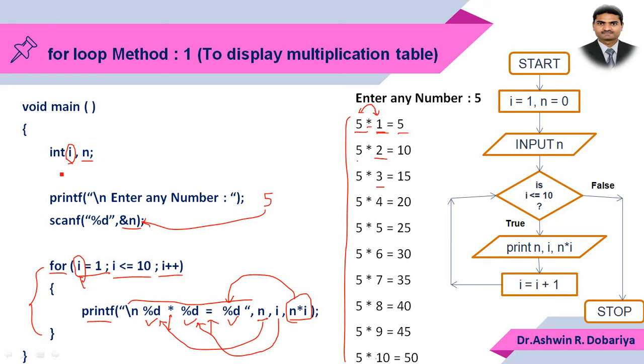So this is the first method, where we write the initialization, counter, condition and increment, all 3 parts, in the for statement. This is the first method, and the output of this program is this.